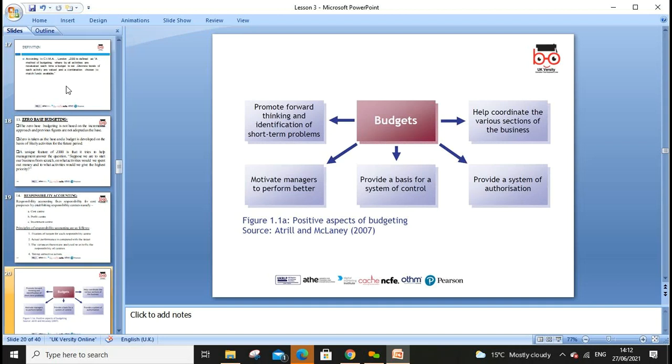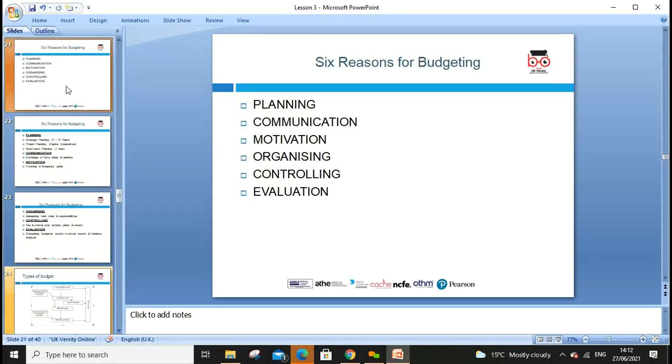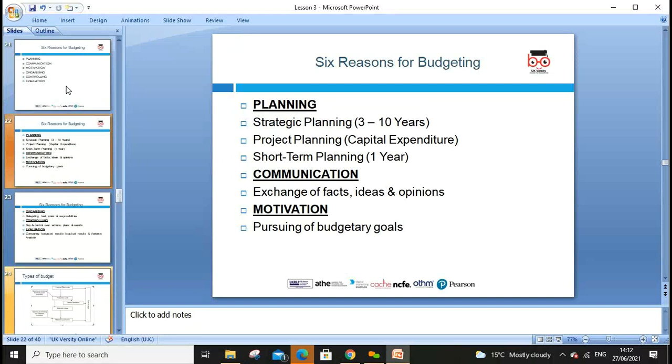Budgets promote forward thinking and the identification of short-term problems. So with a budget we need to think forward. This helps motivate managers and provides the basis for the system of control. If there is no budget, there is no standard, and we can't find the variance. Thus we need to look at the six reasons for budgeting: planning, communication, motivation, organizing, controlling, and evaluation. That's why we make the budget.